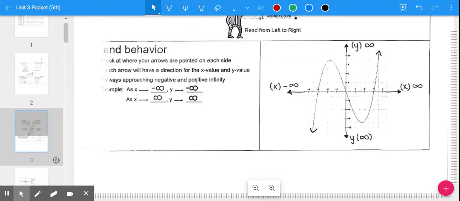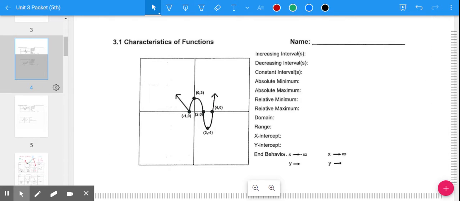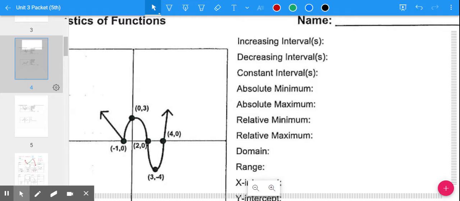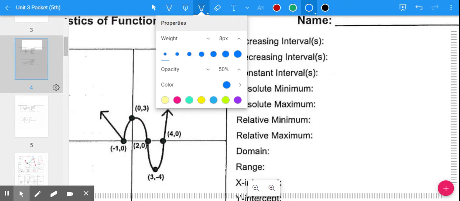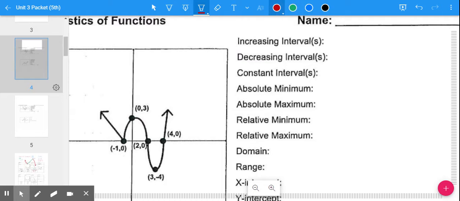End behavior talks about what's happening at the ends of your graph, as it's going on towards positive or negative infinity, depending on the side of the graph you're looking at. These are the characteristics we're going to be doing throughout this unit, and 3.1 is just the beginning of it. When we have this interval of increase, decrease, and constant, I like to highlight on my graph, and that way I have everything I need to know.